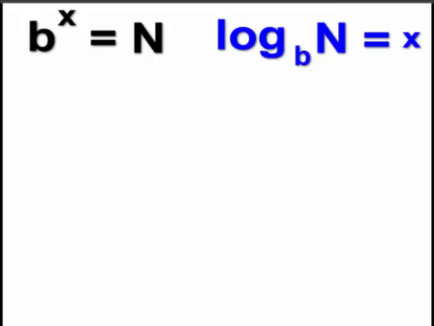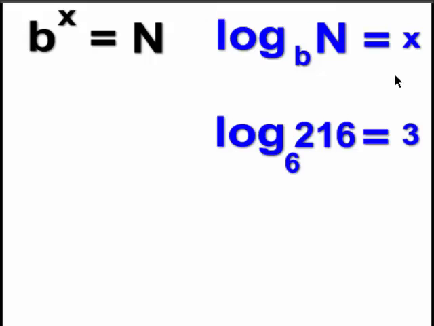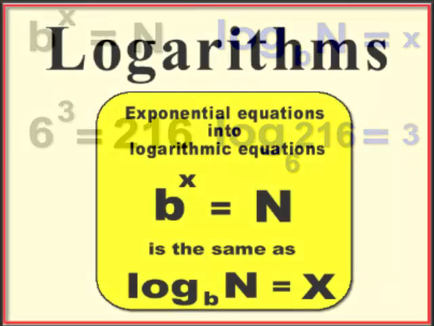Yay. And let's work backwards. If we get one that's in logarithm form, we just replace the 6 for the b, because that's the base. Your n is 216, and your 3 is the x. So that's how you shift them around.